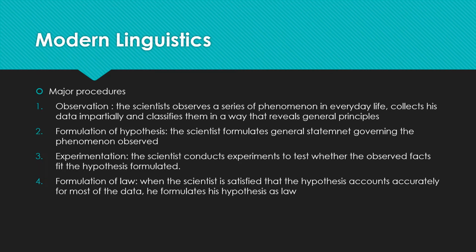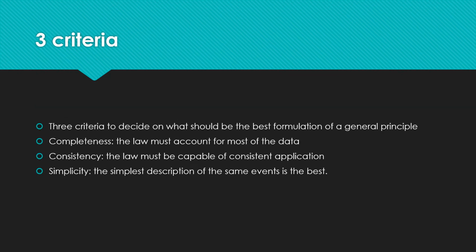The fourth step is formulation of law. When the scientist is satisfied that the hypothesis accounts accurately for most of the data, he formulates his hypothesis as law. So these are the steps involved in modern linguistics. There are three criteria to decide on what should be the best formulation of general principle. So we have seen how a law is formulated, and these three criteria keep a check on the law.